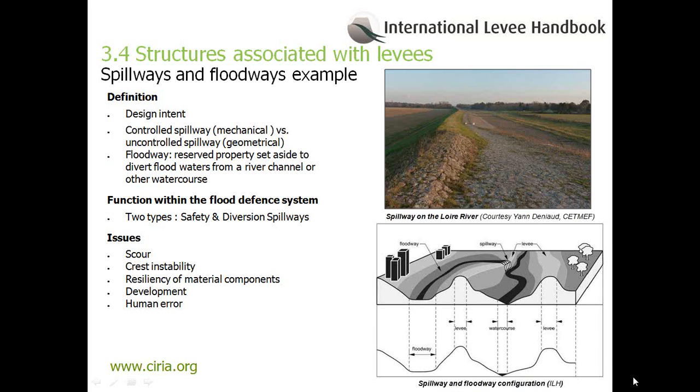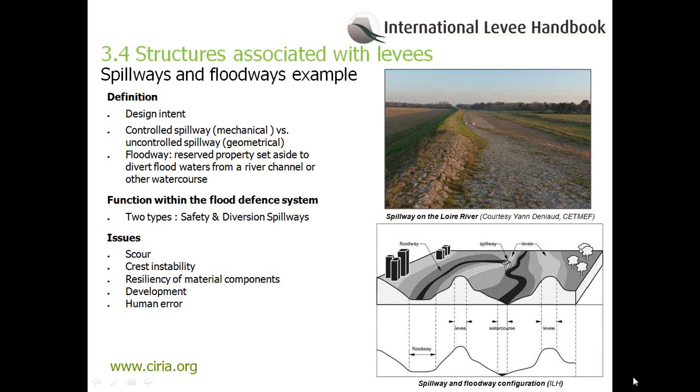Finally, this section addresses issues associated with the component. Highlighted spillway or floodway issues might include scour, resulting from high velocities during peak discharges at the water side or the landside toe, crest instability, resiliency of material components, development of property within the floodway, and consequently this could result in an increased population at risk, and human error in operating the floodway.